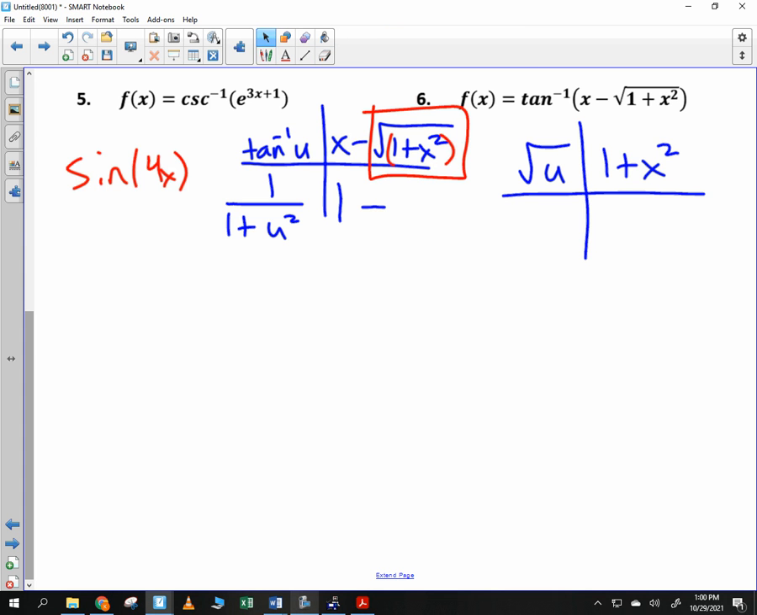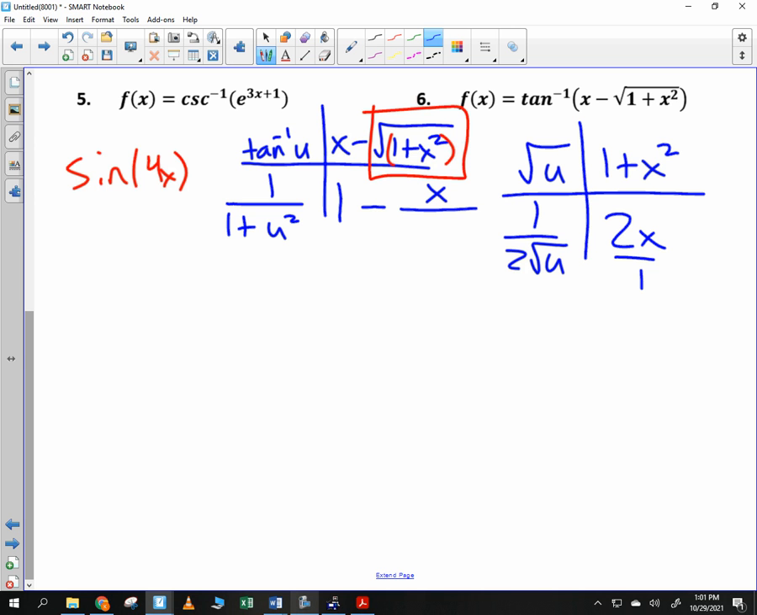2x. Derivative of the root of u. Awesome. So when I multiply these two together, what's going to happen? 2's are going to cancel. What's going to be in the numerator? X. And in the denominator, I have the root of 1 plus x squared.